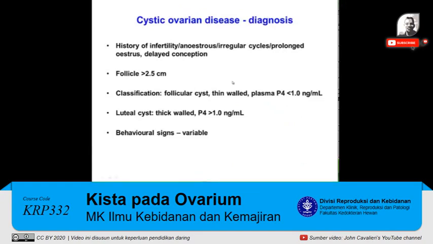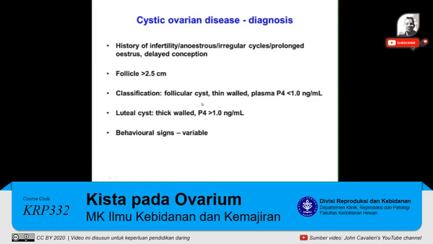How do we diagnose cystic ovarian disease? Well, they'll have a history of infertility, anestrus, irregular cycles, prolonged estrus, or delayed conception. So they may have one or more of these symptoms. On rectal palpation or ultrasound, you'll recognise a follicle that's larger than 2.5 centimetres in diameter.